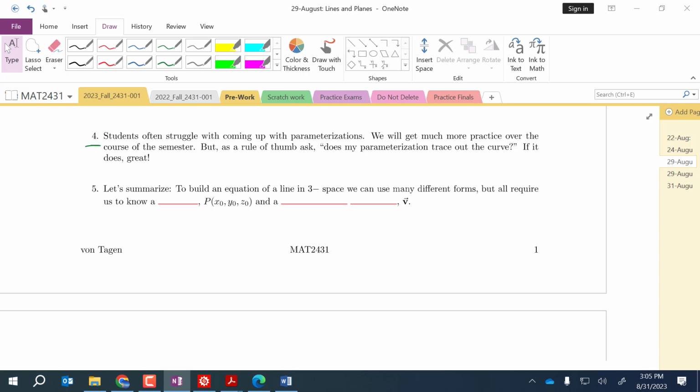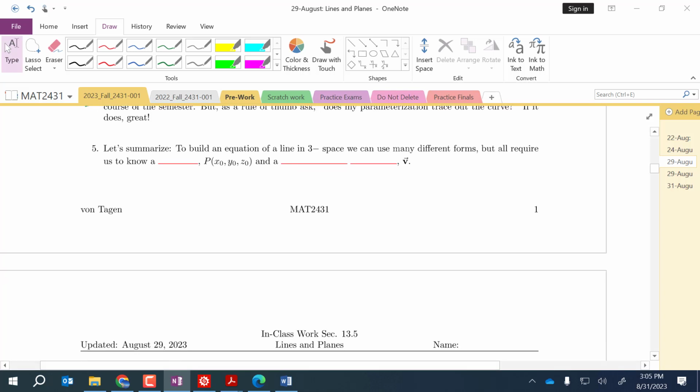If so, great. At this point, you're doing what you need to do. Okay? All right. Let's summarize. To build an equation of a line in 3-space, so folks, this is the take home, okay?